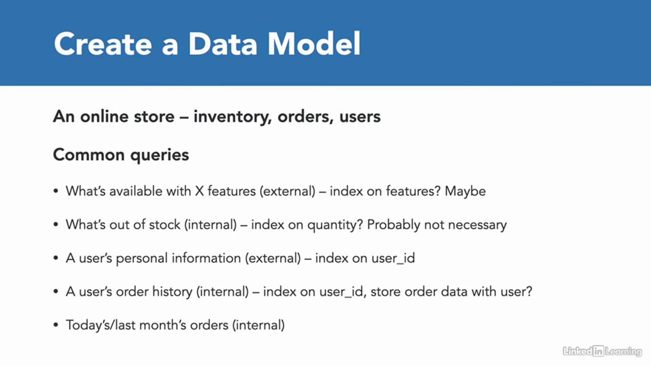Okay, the last common query is on today's or last month's orders. There you might want to consider putting an index on the order date. However, again, that's an internal query. So you're going to have to consider how often that's going to be run, how slow the query is, and how many resources are going to be used by that query to really see whether it makes sense to place an index on that field or not. All right, so this is all fairly vague in terms of giving you a solution, and it's not that clear-cut what the answer is. The important thing is that you think about what it may mean.